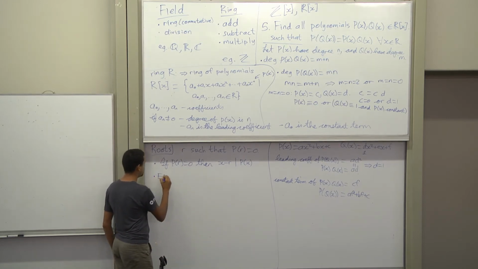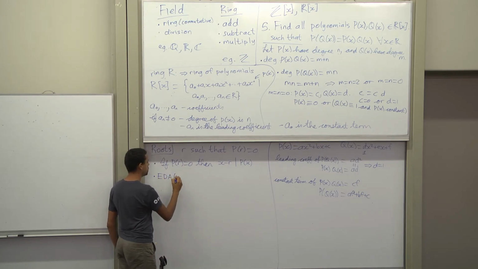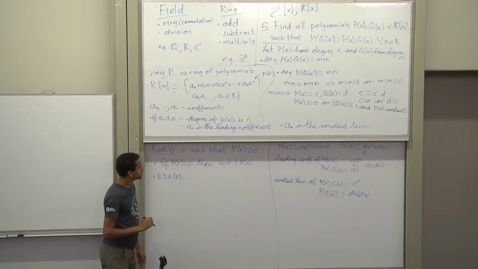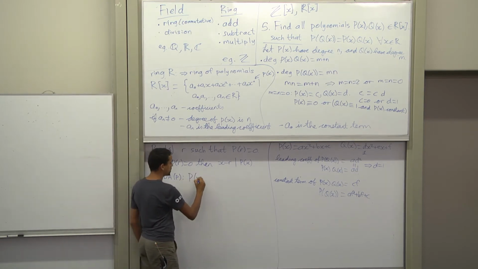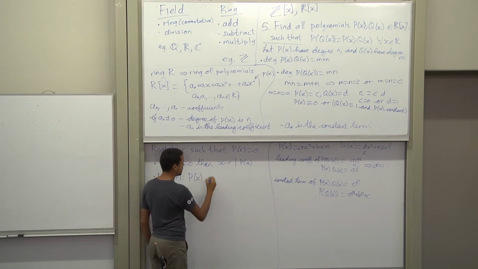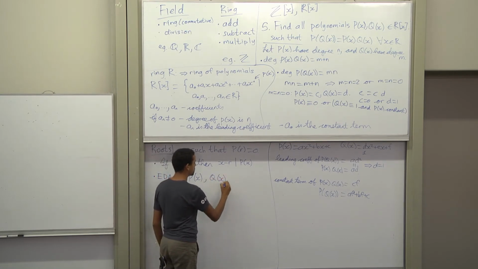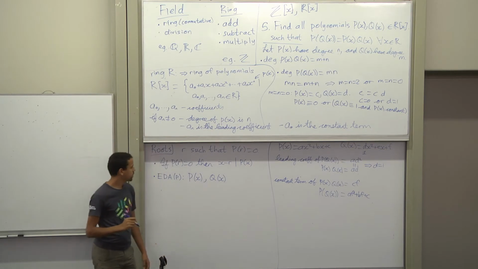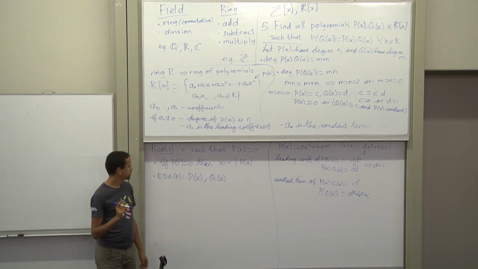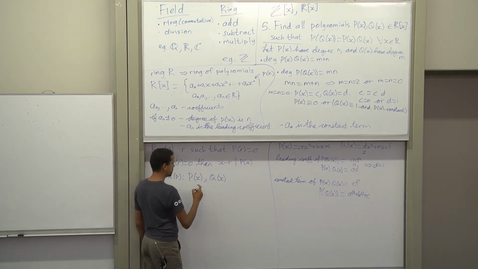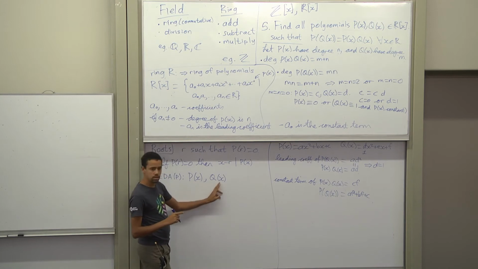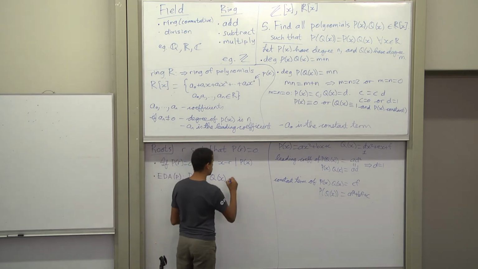So the Euclidean division algorithm for polynomials would be, if I have one polynomial p of x and I have another polynomial q of x, then I can always find another polynomial. Okay, first of all, these need to have coefficients in a field.